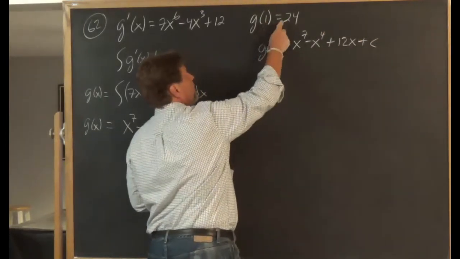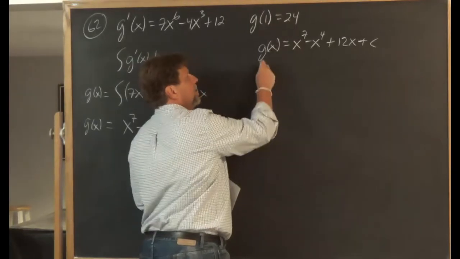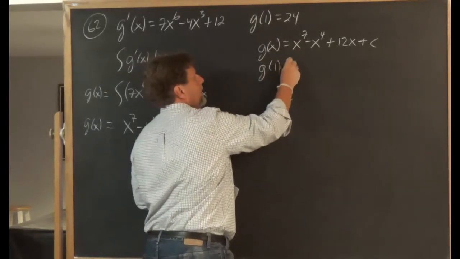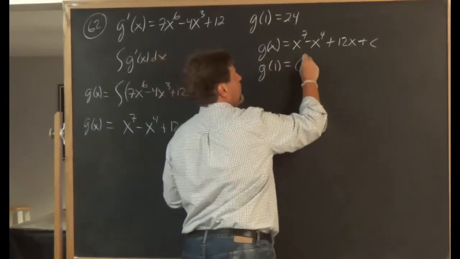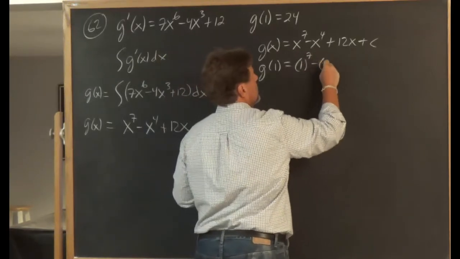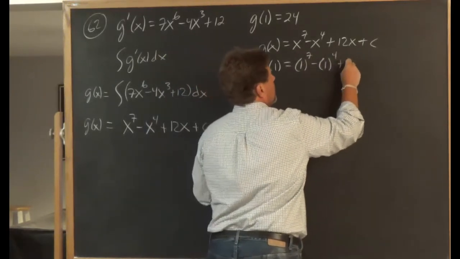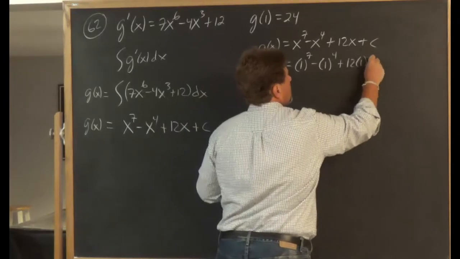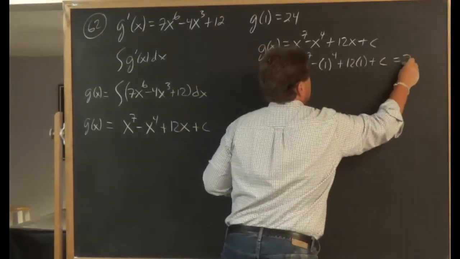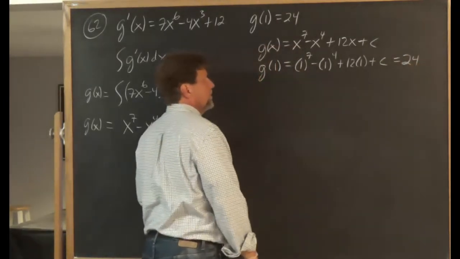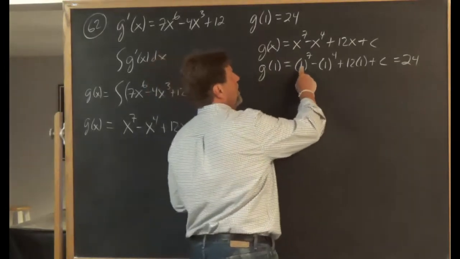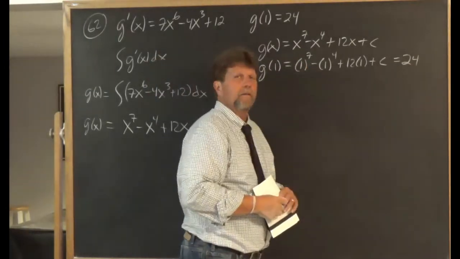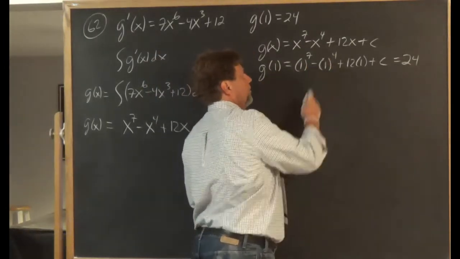We know g of 1 is 24. So g of 1 is, put a 1 in for all the x's. And what has to come out is 24. Well, let's just do this. 1 to the 7th is 1. 1 to the 4th is 1.